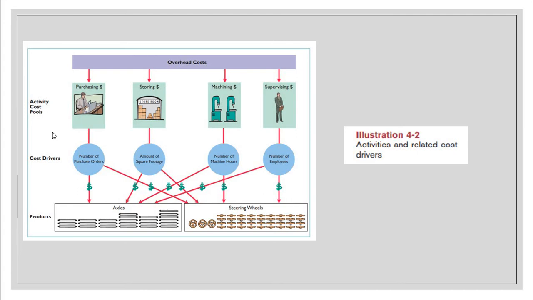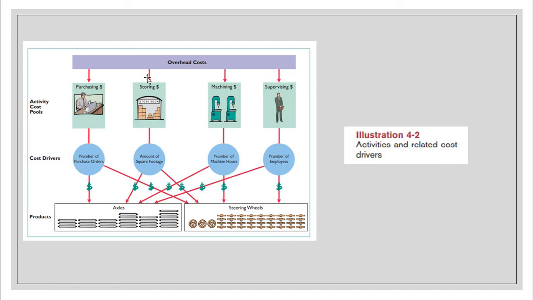Okay, so examples are numbers of purchase orders, numbers of setups, the labor hours, and the numbers of inspections. So as you can see from the graph, this shows several examples of activities and possible cost drivers to measure them for a company that manufactures two products, the axle and the steering wheel. So, dalawang klaseng product yan. So, ito yung illustration. So, the first step, as you can see in the illustration, the company allocates overhead.